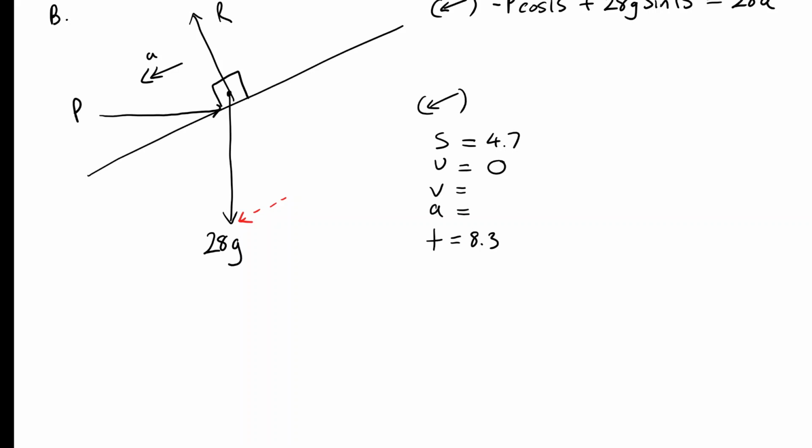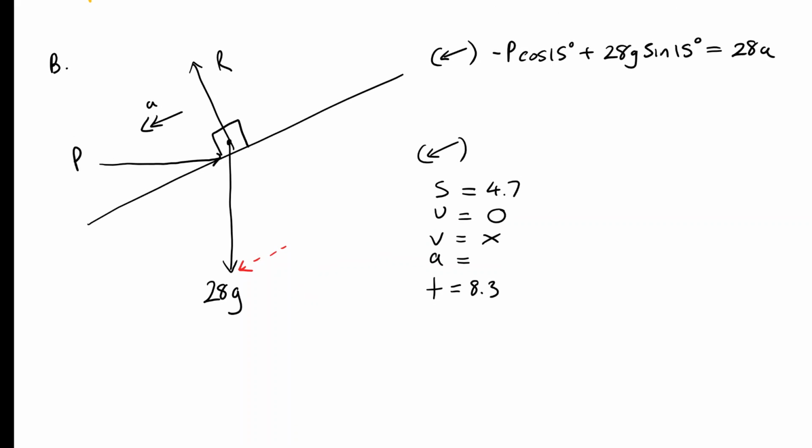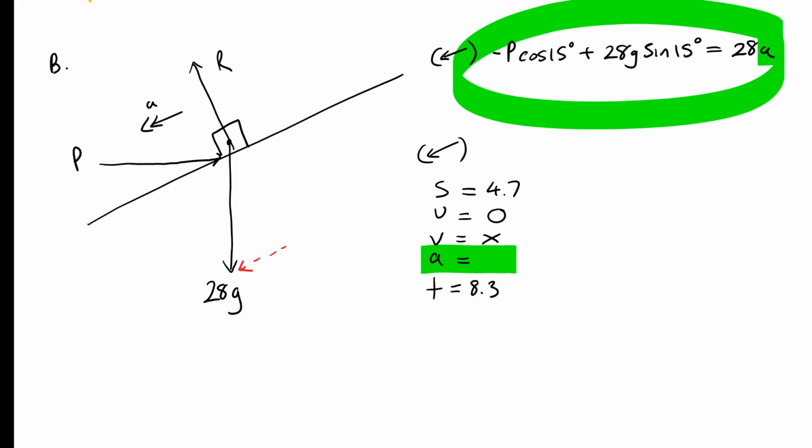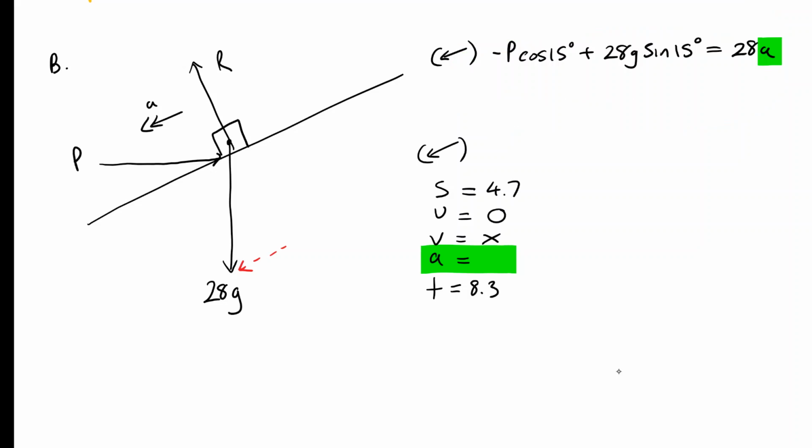This block starts from rest, U is 0. V we don't know and won't try to work out. The acceleration we want to know, because if we can find the acceleration here, we'll know it there, and then this equation will only have one unknown and we'll be able to solve for P. So we'd like the equation that doesn't have V in it. That's S equals ut plus half at squared. U is 0, so S, 4.7, is equal to half at squared, half multiplied by A, multiplied by 8.3 squared.